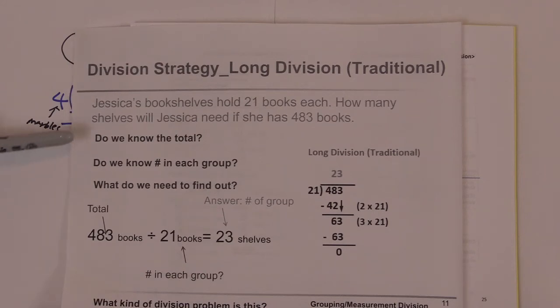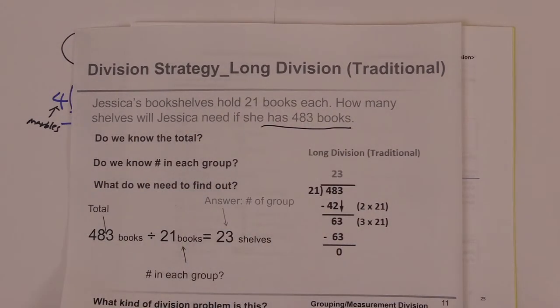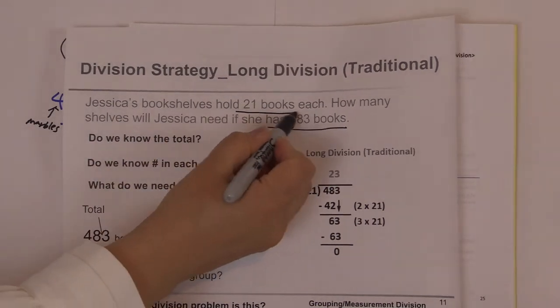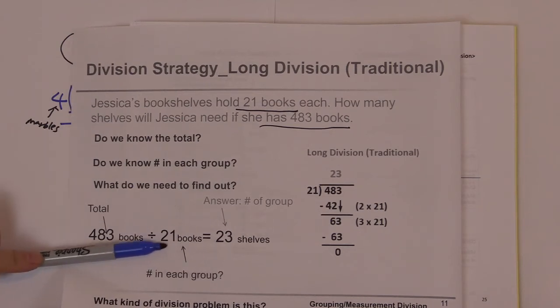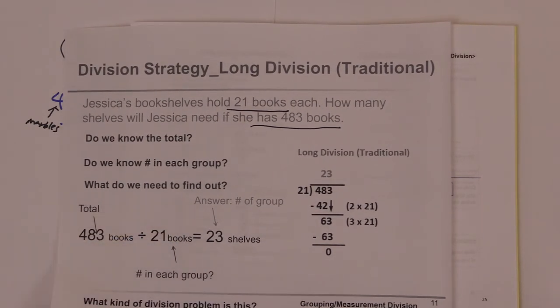So in here, what do we know and what don't we know? Do we know the total? Yes, we know the total, which is 483 books. Do we know the number of groups or the number in each group? We know the number in each group, so each bookshelf can hold 21 books. Right? So I know the number in each group, so I want to figure out the number of groups. So my equation is 483 books, and each group has 21 books, each bookshelf. And how many bookshelves do I need? So 23 bookshelves I need.